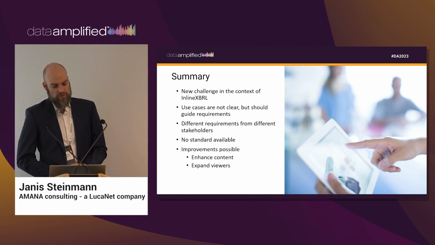There are different requirements from different stakeholders. And if we think about ESG, for example, it will be a much more prominent issue, because there's a lot more narrative text in the ESG taxonomy. And this will be more work.